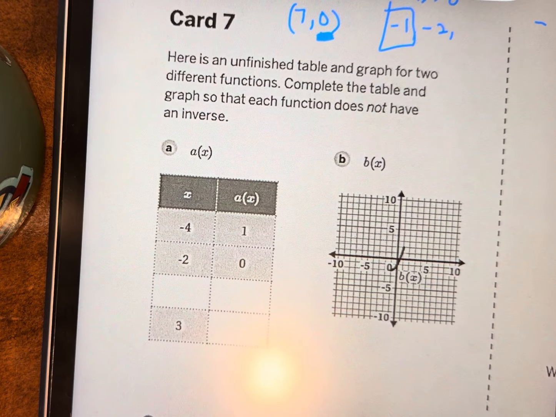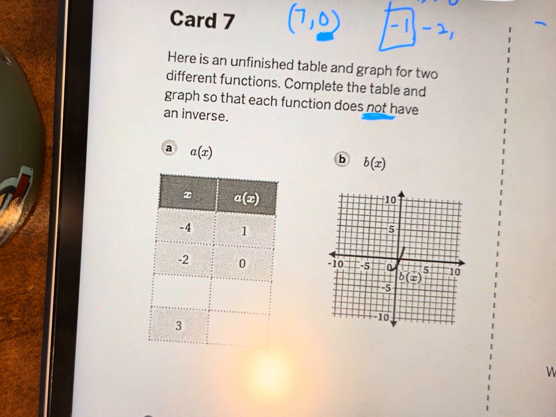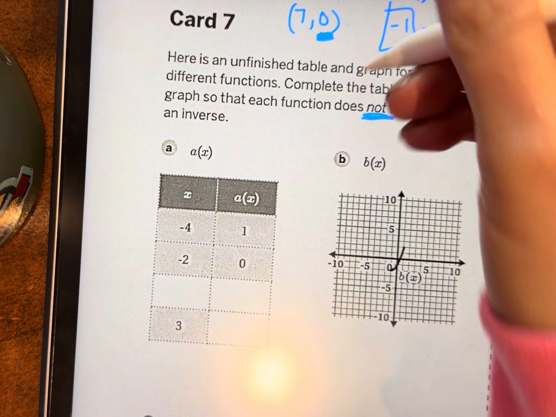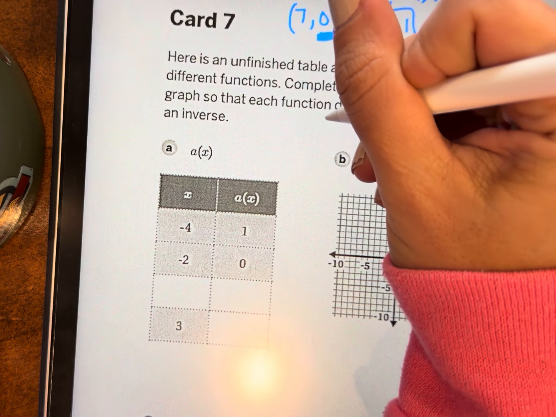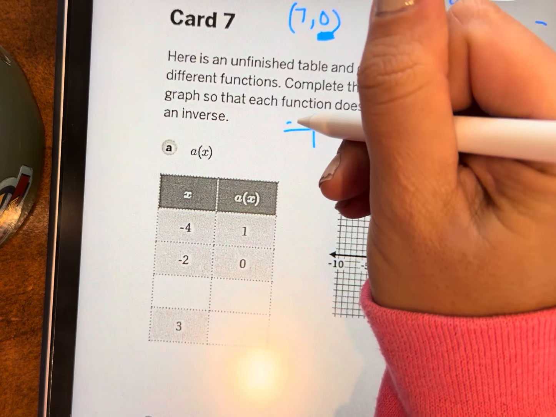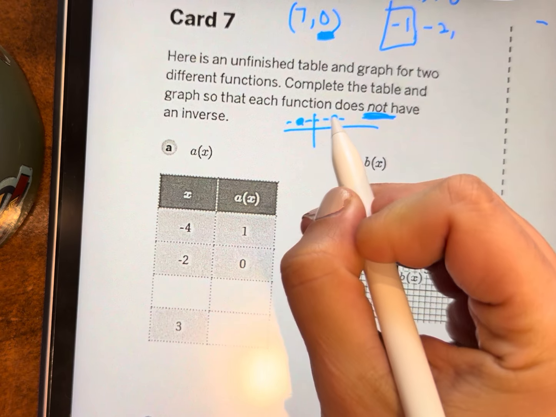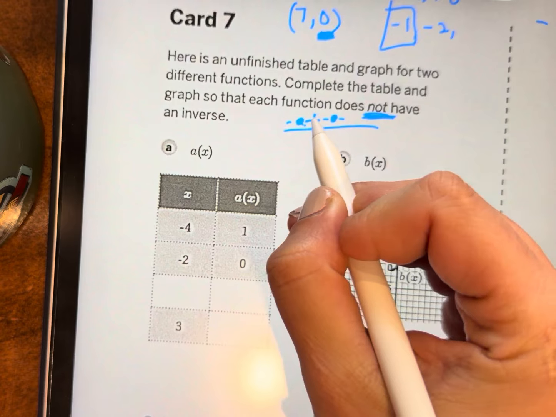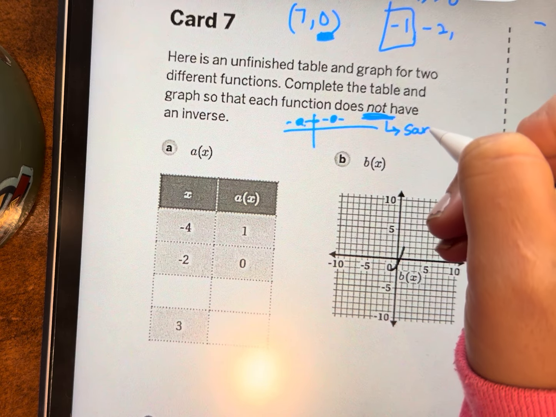Here's an unfinished table and a graph for 2 different functions. Complete the table so that each function does not have an inverse. Not having an inverse means can't have the same y, right? If we fail the horizontal line test, that's because we have 2 points whose y value is the same. So we need same y values.